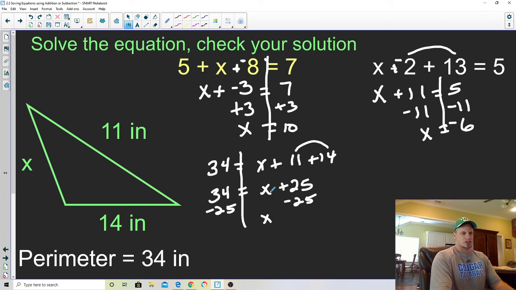And I bring down the x because it hasn't changed. That goes away. It just becomes 0. I certainly don't need to write that. And 34 minus 25 is 9. So our answer in this case, because it's a side length, we have to include the units with it. It's 9 inches. And that's our missing side length.